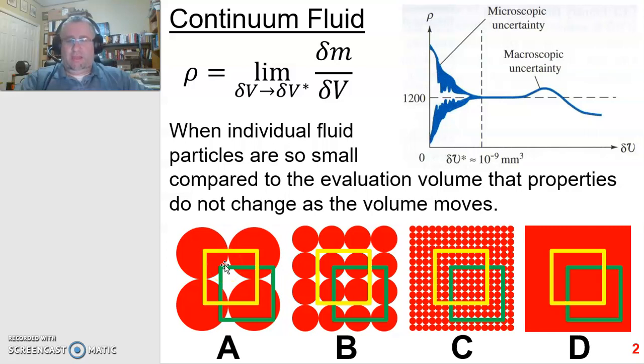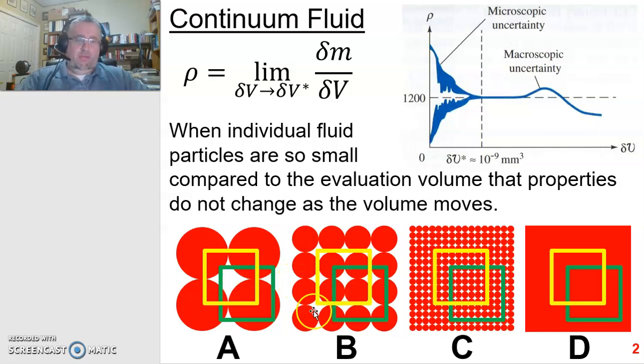So it actually appears as if the density goes up, because I've now got more mass in my box of the same size for the green box than I had with the yellow box. And the closer I zoom in, the worse that problem gets, right? So I don't have a constant value of density depending on where I put the green box and the yellow box in this zoomed in version of the fluid.